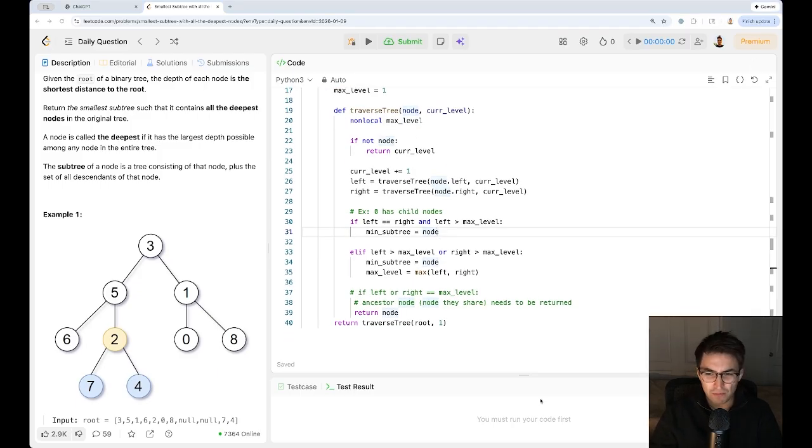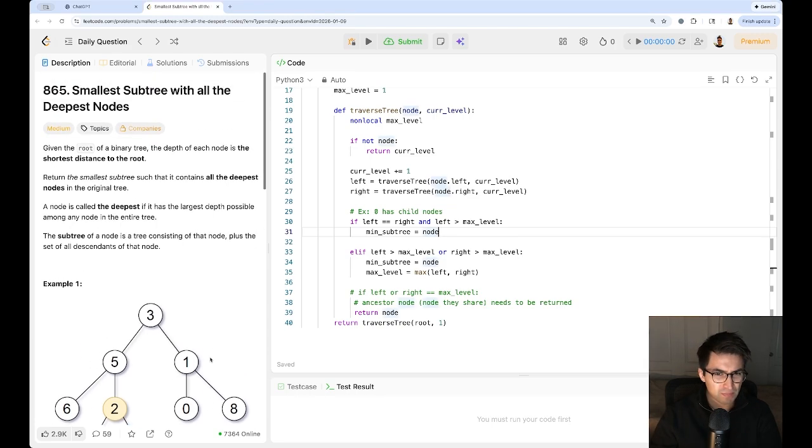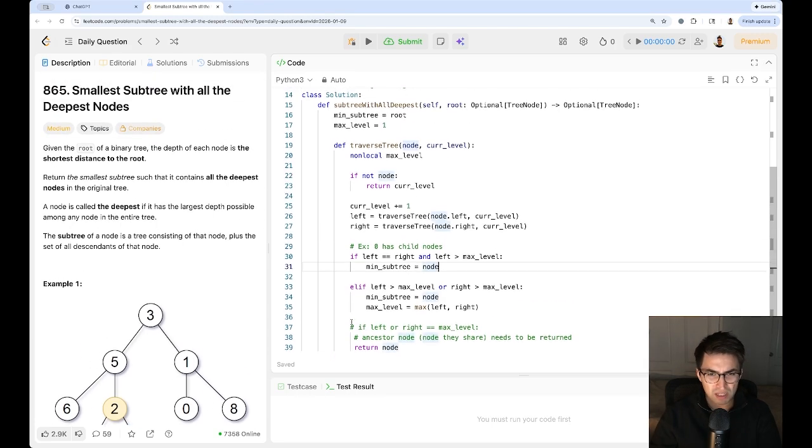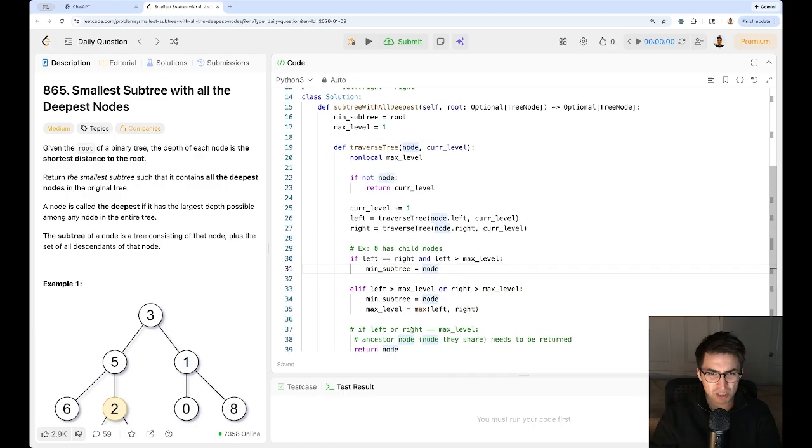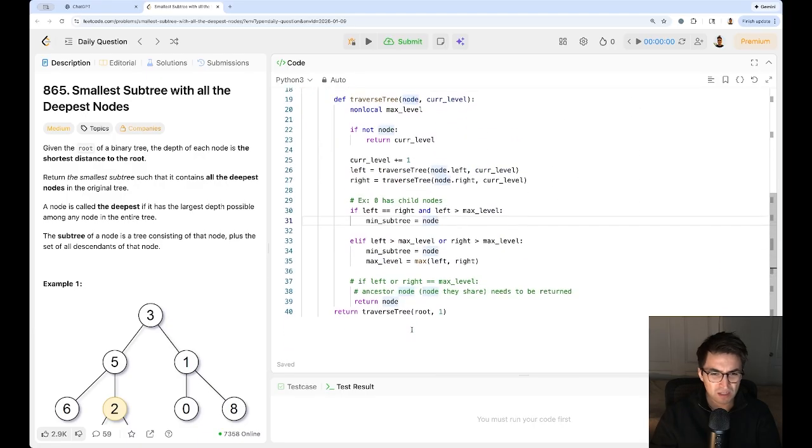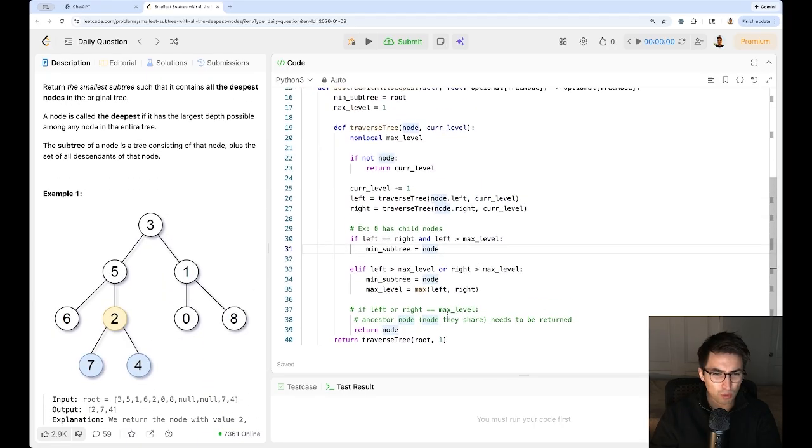Where are we at? We're at 43 minutes. Okay, I'm going to say it's time that I enter this into ChatGPT and see where I went wrong.